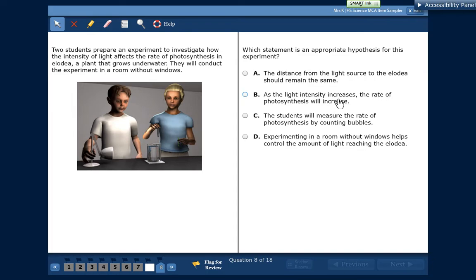As the light intensity increases, so as you increase the amount of light or the strength of the light, the rate of photosynthesis will increase. To me, that sounds like a hypothesis. Let's just read the other ones to be sure.